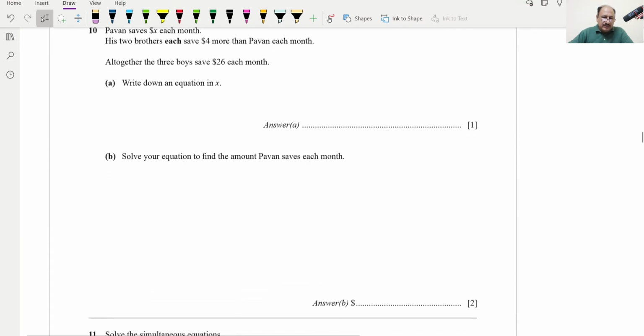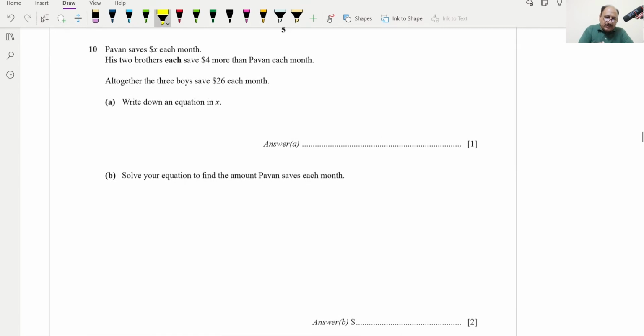Question 10 says Pavan saves x dollars each month. His two brothers each save $4 more than Pavan each month. So altogether the three boys save $26 each month. So write down an equation in terms of x. So Pavan is saving x.